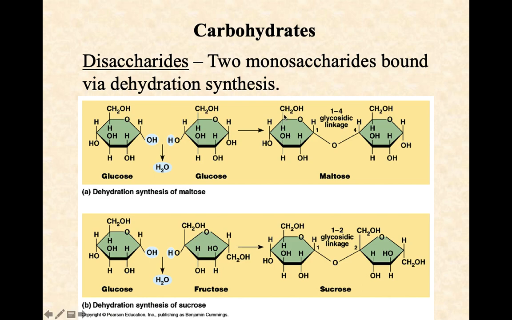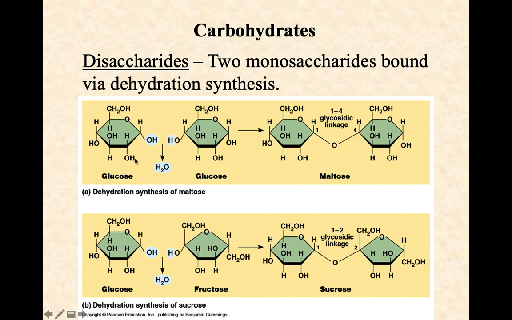Now your book's going to get into things like 1,4 glycosidic linkages. All that says is carbon number 1 is linking to carbon number 4 on the next sugar. Don't sweat that. You'll learn more about that in organic chemistry. And it can also get into alpha and beta terminology. Don't worry about that until you get to organic chemistry as well.